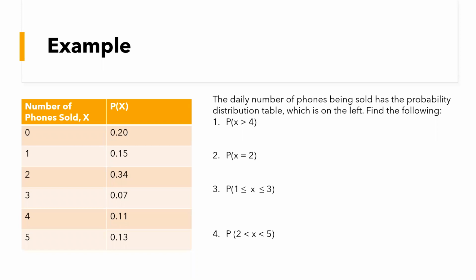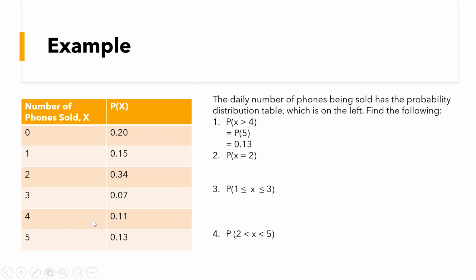So here's the example. The daily number of phones being sold has a probability distribution table which is on the left. Find the following. First, p of x which is greater than 4. We have to consider values which are greater than 4. The only value greater than 4 based on the table is 5, so it's P of 5. To find the probability according to the number of phones sold, which is 5, we can correspond here.